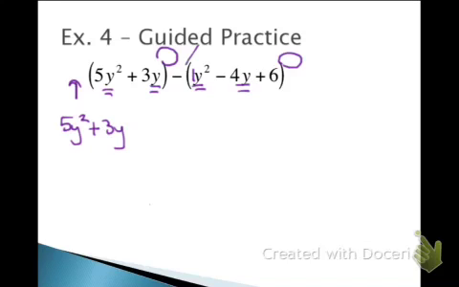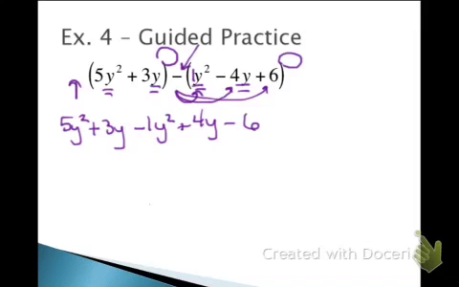No outside power, but notice that I have a subtract. That subtract says let's take the opposite sign of a positive 1y squared, which is a negative 1y squared, the opposite sign of a negative 4y, which is a positive 4y, the opposite sign of a positive 6, which is a negative 6. And notice again, I'm dropping the parentheses as I write that. Now we're down to just addition or subtraction.